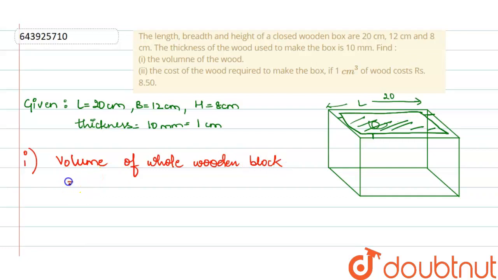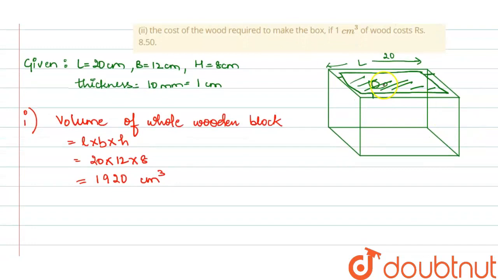This volume will be given by length into breadth into height, as it is a cuboid. Length is 20, breadth is 12 and height is 8. When you solve it, it will come out to be 1920 centimeters cube. So this is the volume of the wooden block. Now we have to find the volume of the wood, so for that we need to subtract the volume that is inside the block, which is hollow.